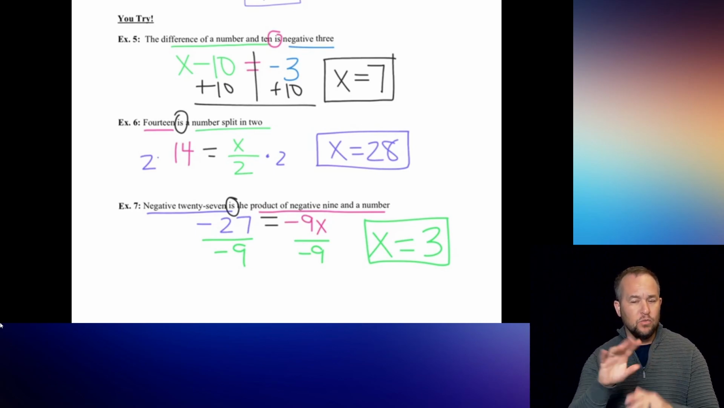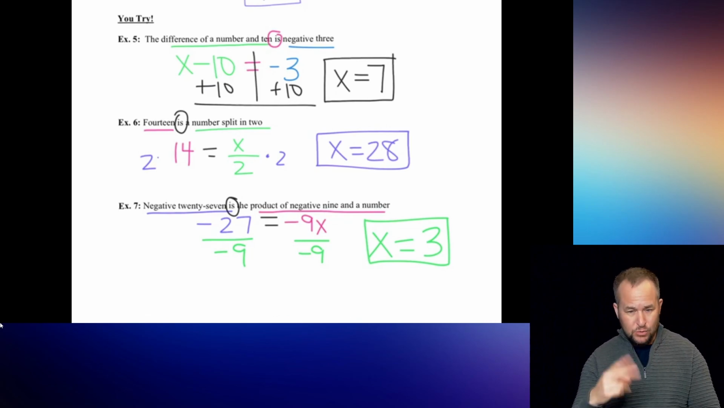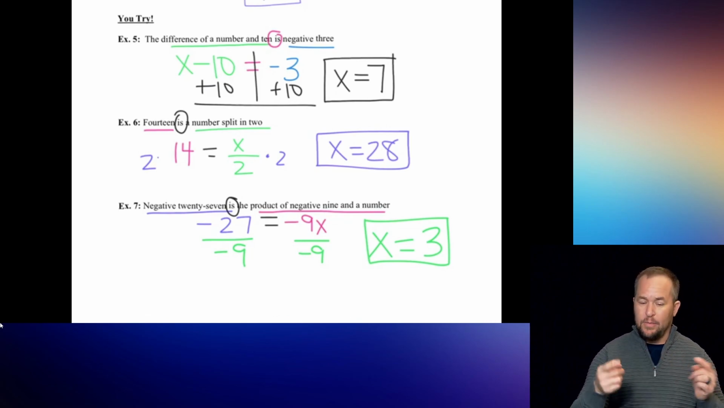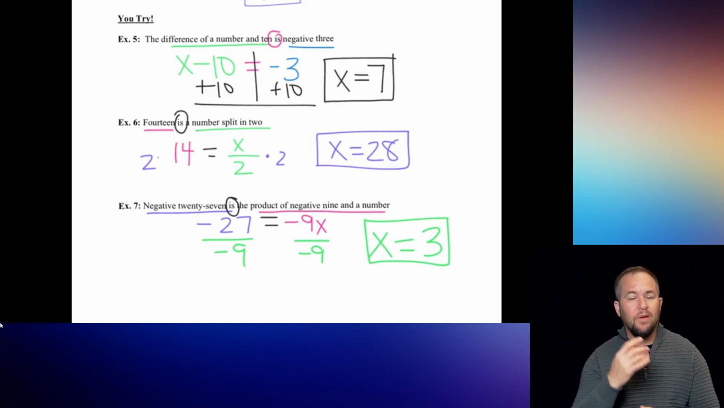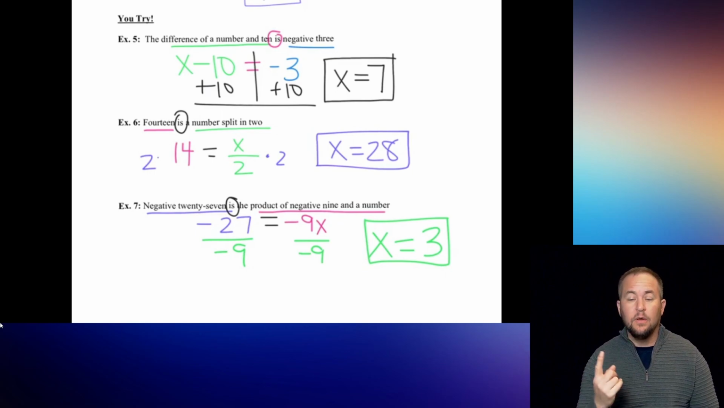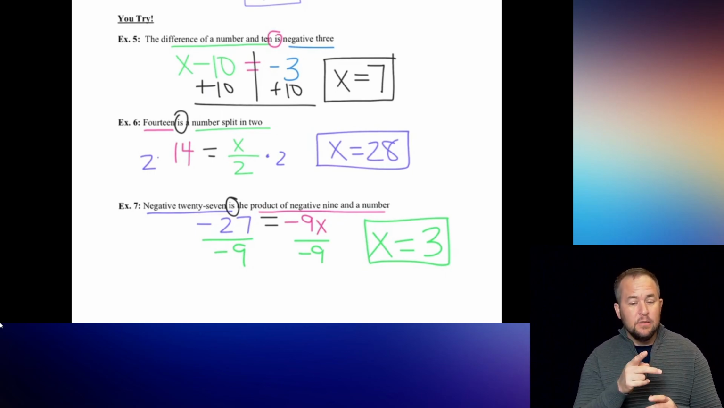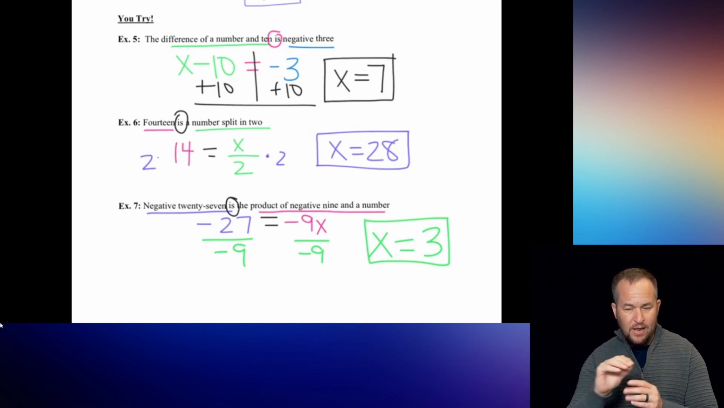And then for example 6, 14 is a number split in 2. So I'm dividing, because we know that split means division. So the opposite of dividing by 2 is multiplying. Final answer, remember that x has to be on the left side, so x equals 28. And then this last one, negative 27 is the product of negative 9 and a number. When I divide those out, I end up with x equals 3.